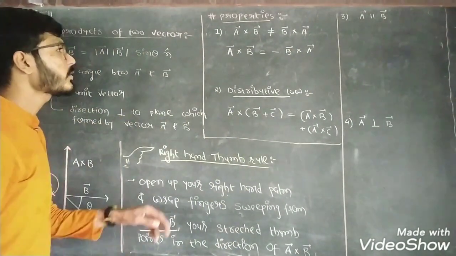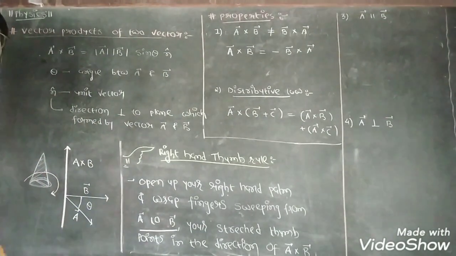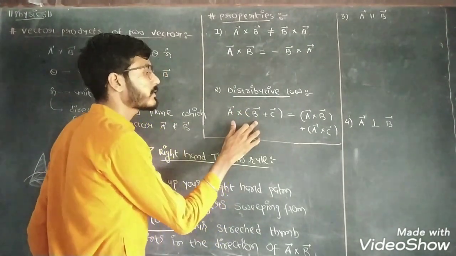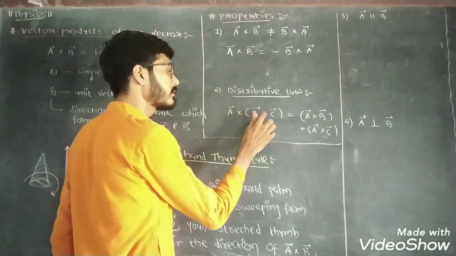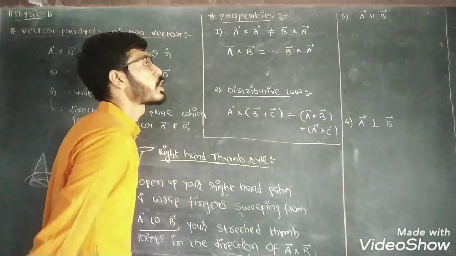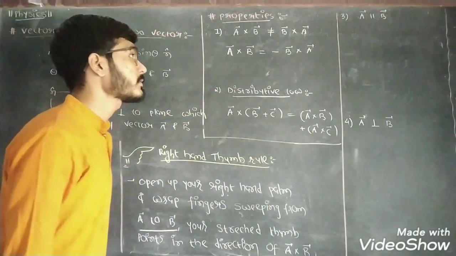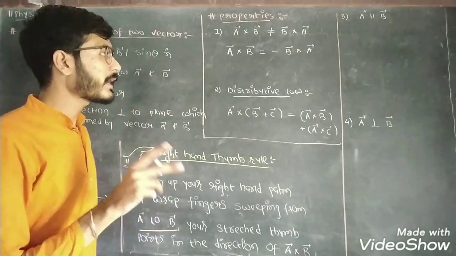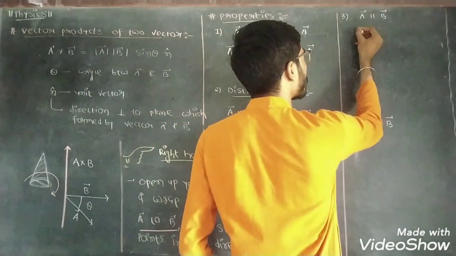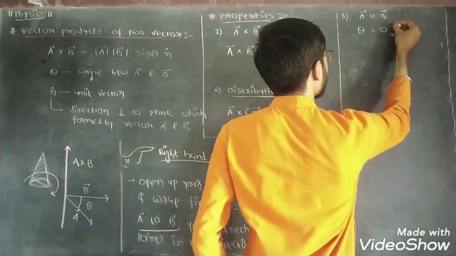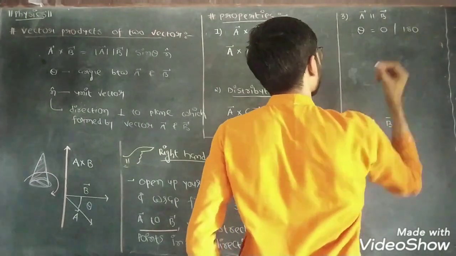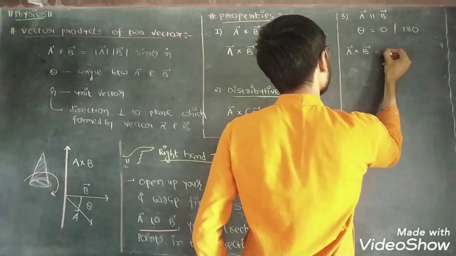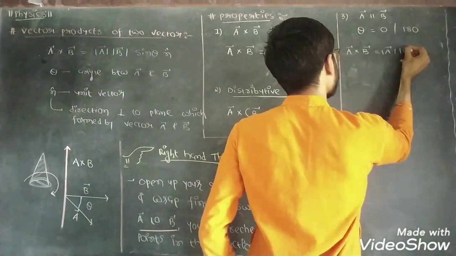Clear? Now another property is the distributive law. A cross the bracket B plus C gives A cross B plus A cross C. Now the third property: suppose two vectors A and B are parallel to each other. The angle between them is either 0 or 180 degrees. So A cross B is equal to AB sin theta.